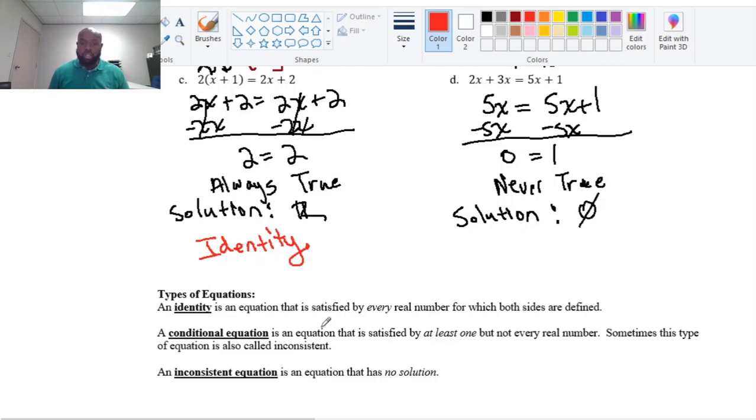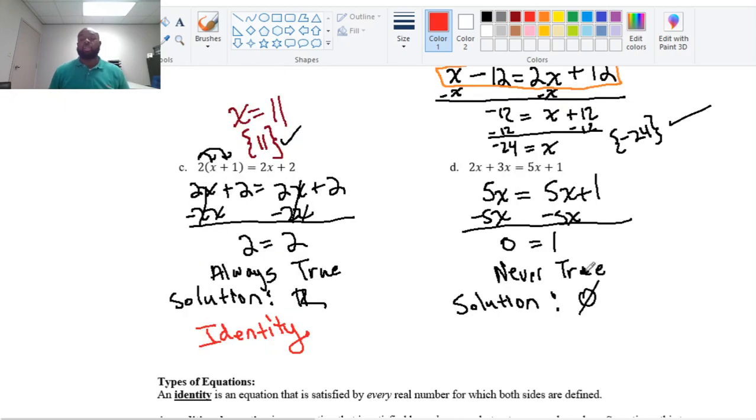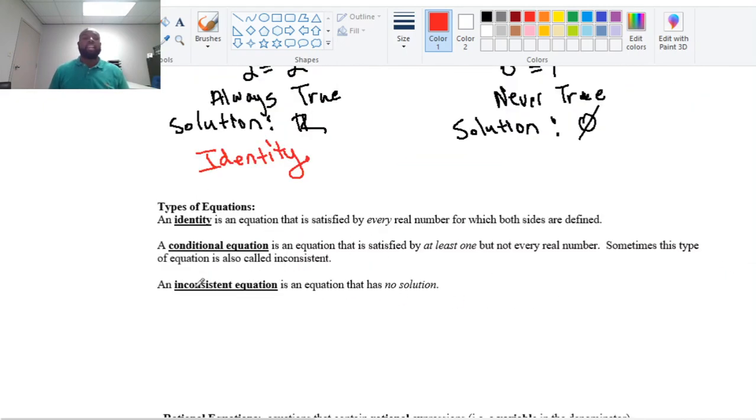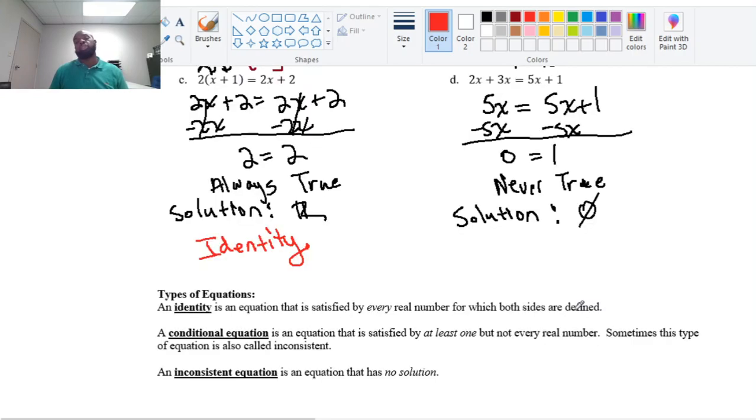A conditional equation is an equation that is satisfied by at least one, but not every real number, right? And so this one is not even satisfied by any real number, so that's not conditional. These two are conditional. So B and A are considered conditional. It doesn't have all real numbers as the solution. It has a single solution here and here. So these are conditional equations. And then an inconsistent equation is an equation that has no solution. And so part D will be considered inconsistent.